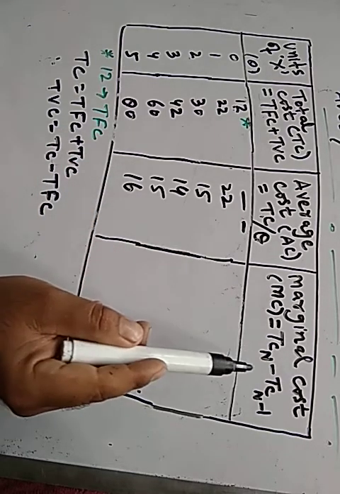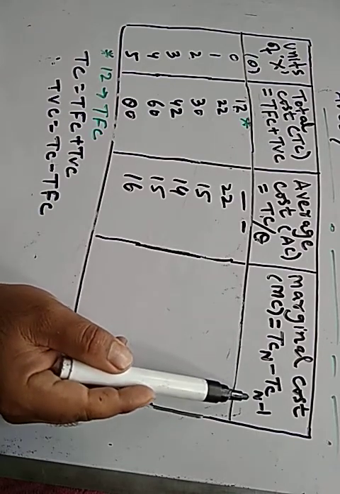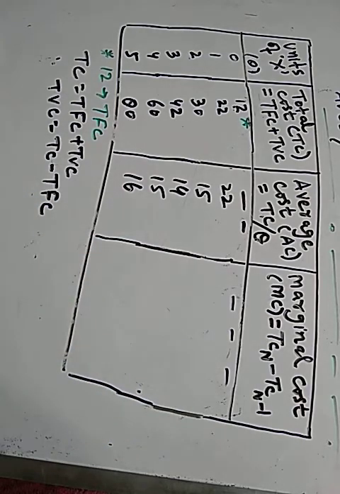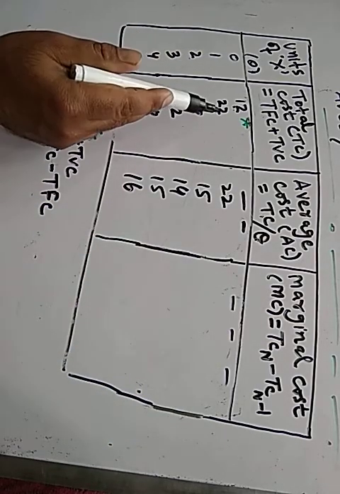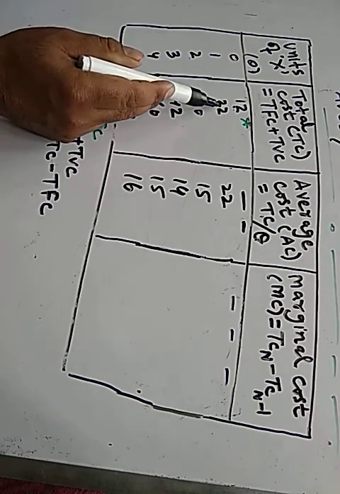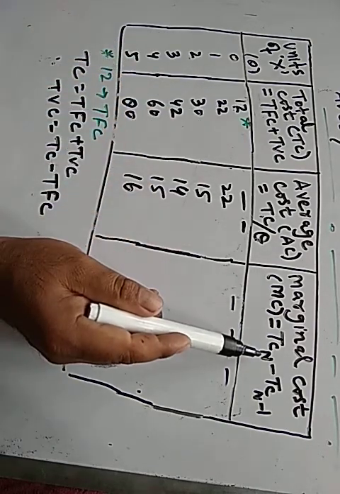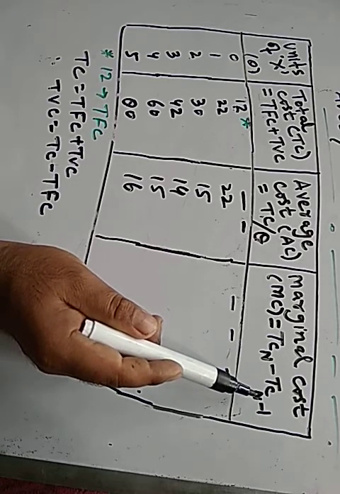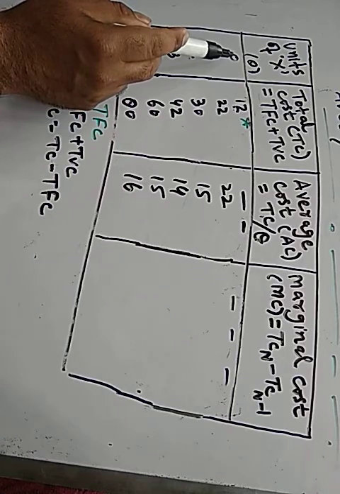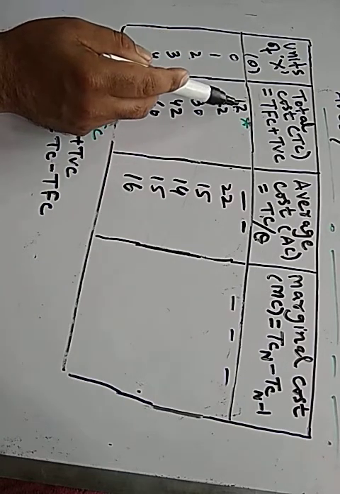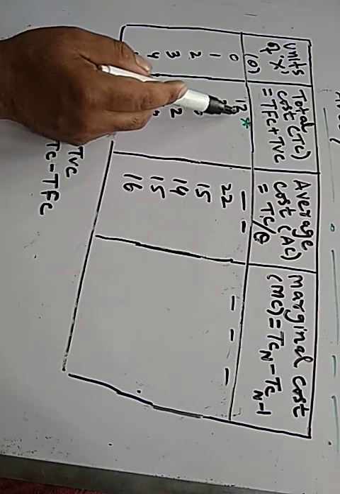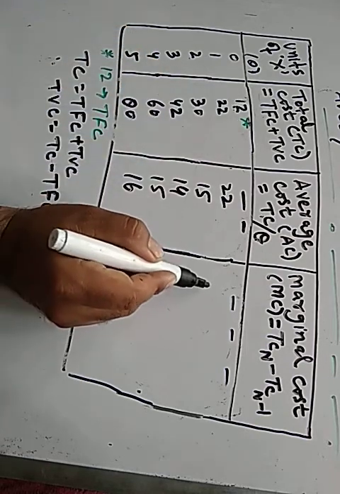And marginal cost is obtained with the help of this formula: total cost of n units minus total cost of n minus 1 units. When there is no production, it will remain the same. When the level of output is 1 unit, total cost is 22, that is total cost of n units, the current unit, minus total cost of n minus 1, that is 1 minus 1, that is 0 production, where total cost in the form of fixed cost is equal to 12. 22 minus 12 will be equal to 10.